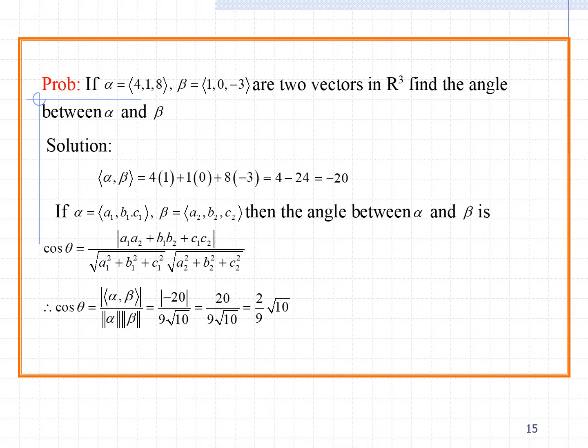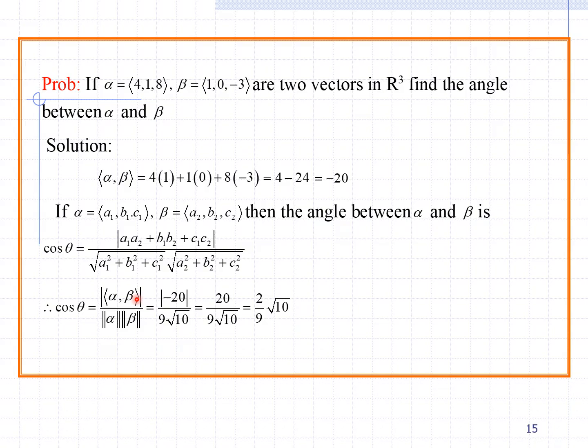Let us see this one problem. Most in vector calculus, angle between is very important, but here also in an inner product, let us see this. If alpha is 4, 1, 8 and beta is 1, 0, minus 3, they are two vectors in R cube. It means three elements are given, that's why you can write 3. Find the angle between alpha and beta.